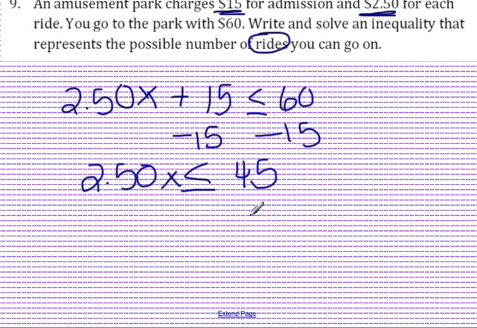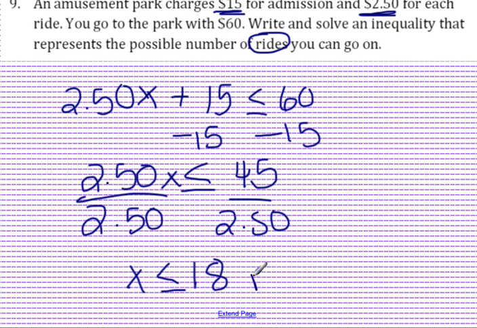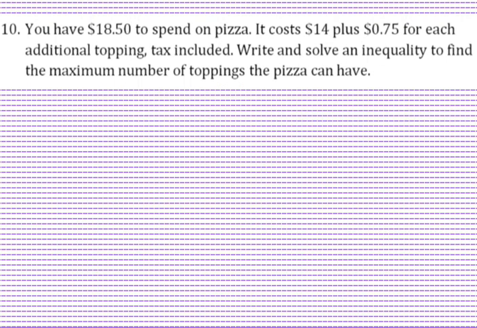So now to solve for x, I need to divide both sides by 2.50. So I'm going to have x by itself here, and then I'm going to have less than or equal to 45 divided by 2.50 is 18. So I need to make sure I label that to put it in context of the word problem. So if you think about it, I can go on 18 or fewer rides. I could go on 16, I could go on 5, I could go on 13, I could go on 18, but I definitely can't go on 19. Okay, so that's what that means. Helps you budget a little bit.